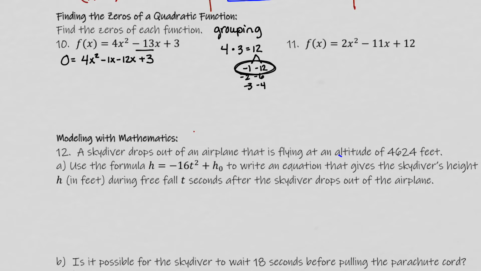Now I want to be able to cut my equation in half by grouping. All right, we want to be able to cut this in half, okay? So I want to group this side together. I have a 4x squared minus 1x. And then on this side, I have a -12x plus 3.